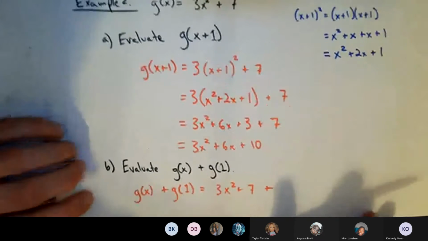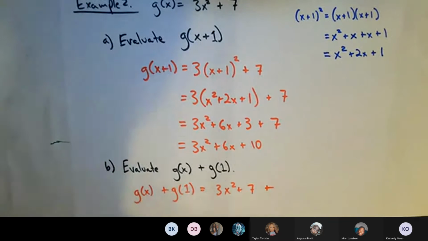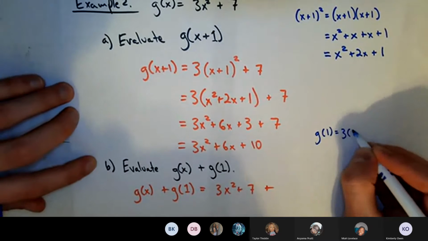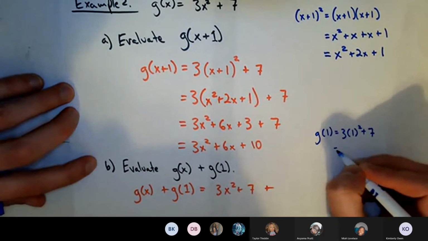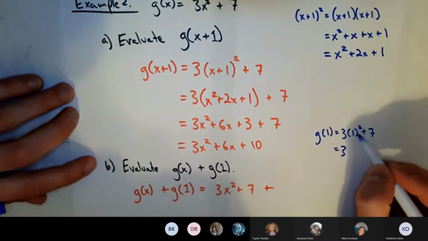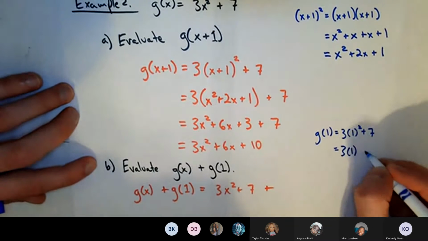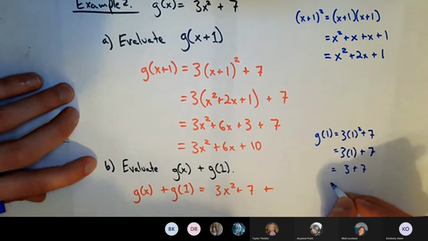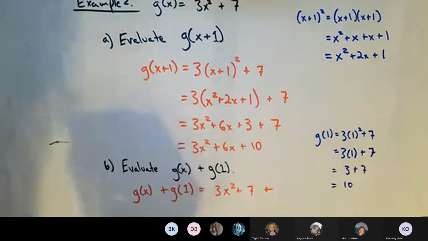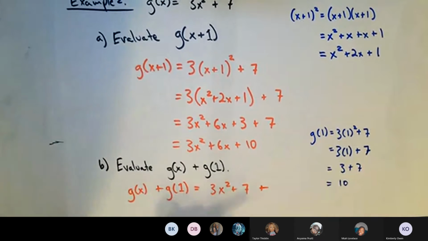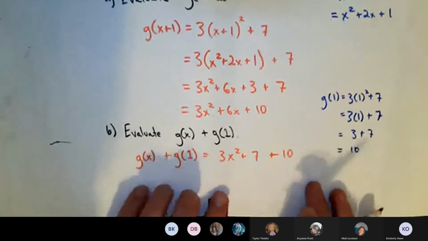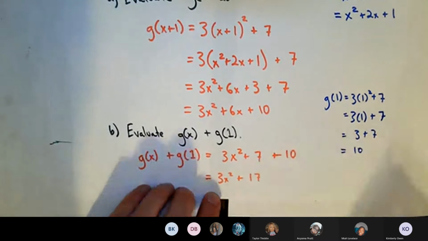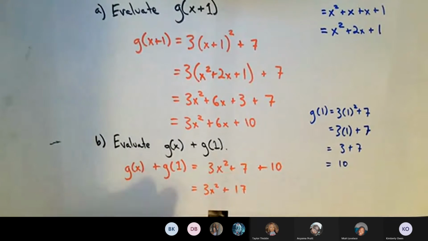Now, what is g of 1, by the way? Maybe I should do that off on the side. That's evaluating this function at the number 1. So g of 1 is equal to 3 times 1 squared plus 7. Order of operations, right? 1 squared is 1, and then multiply by the 3. And then 3 plus 7 is 10. Okay, so that's what g of 1 is equal to, 10. So that gets tacked on right here. So this ends up being 3x squared plus 17. That's 7 plus 10 is 17.